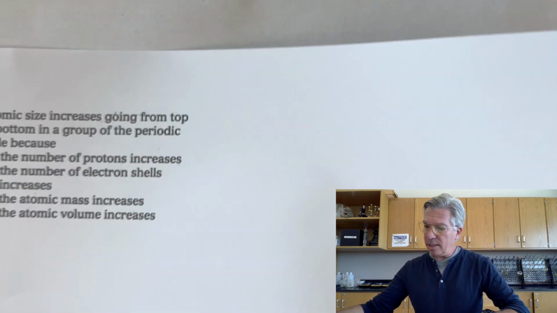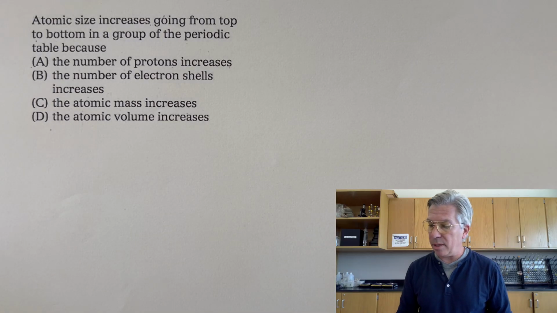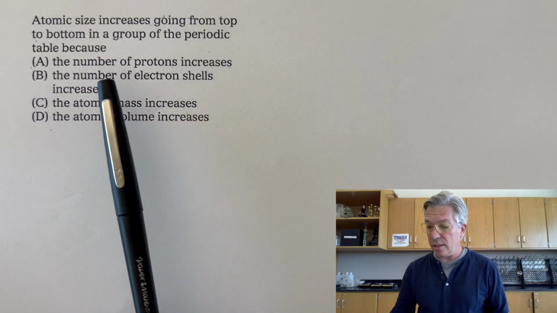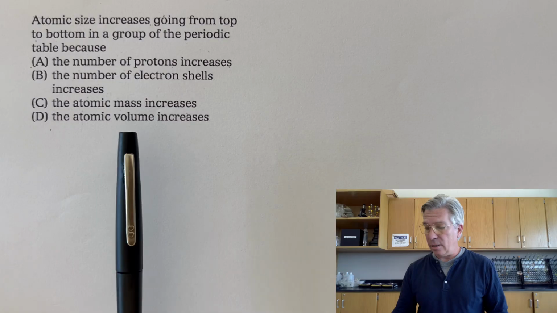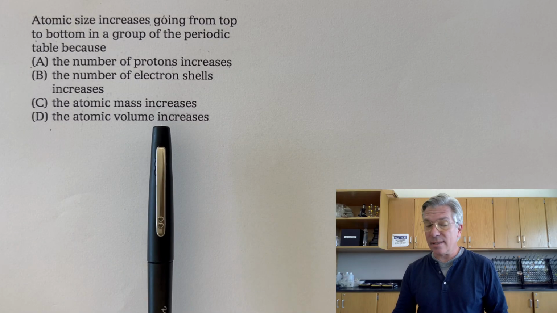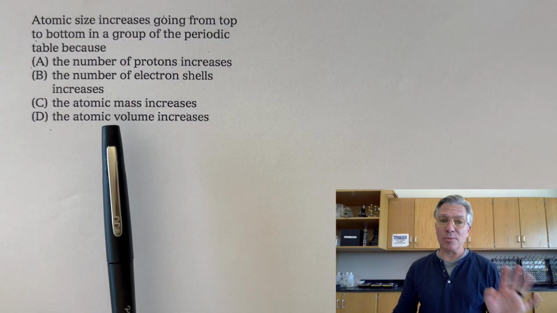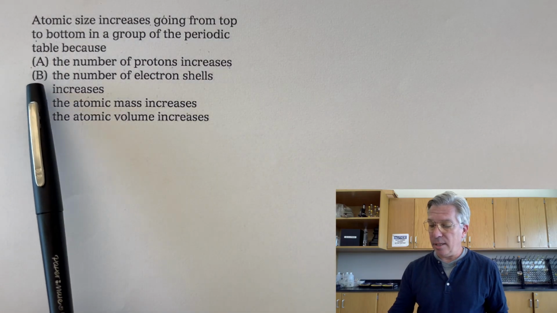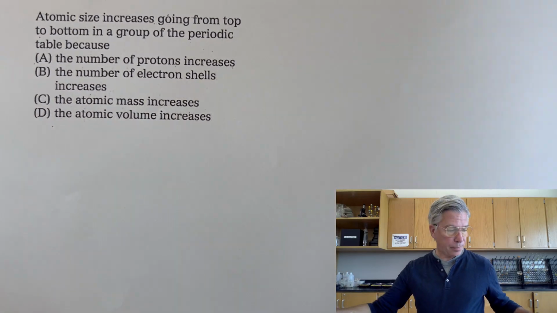Next one is about the explanation for that. Atomic size increases going from top to bottom in a group because the number of protons increases, the number of electron shells increases, the atomic mass increases, or the atomic volume increases. All right, atomic size does increase, which does increase the atomic volume, but it's not the reason why it happens. It's because the number of those electron shells actually increases.